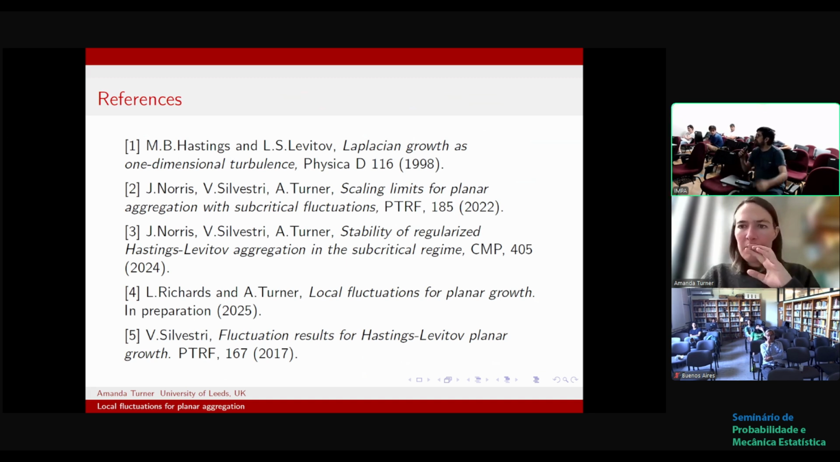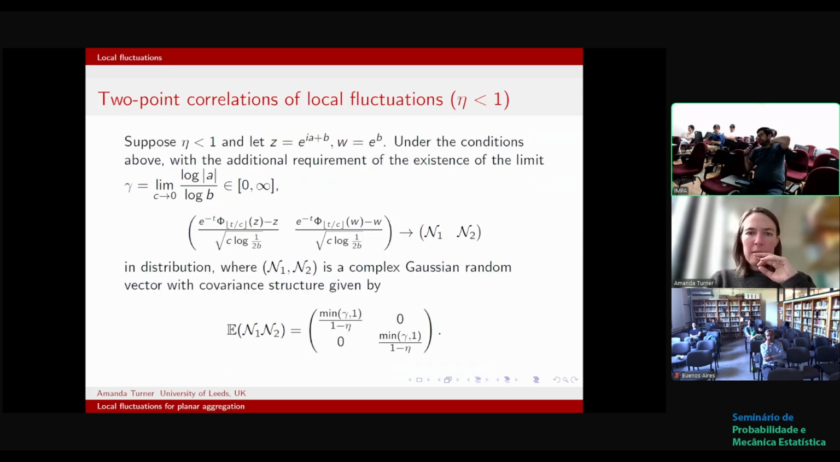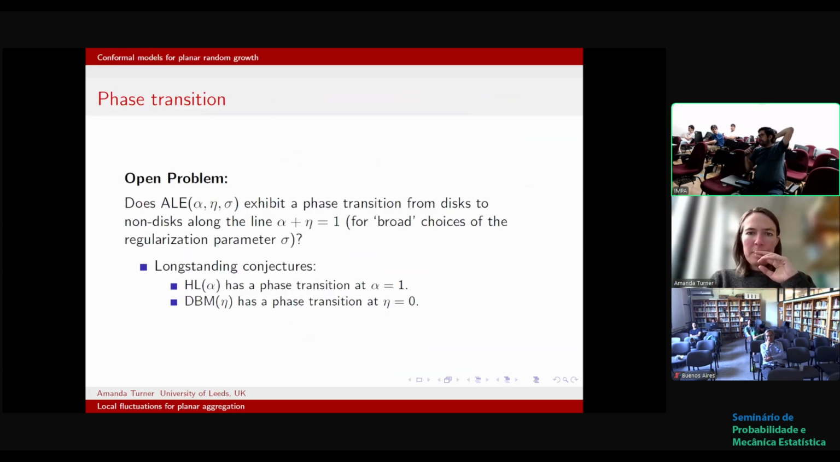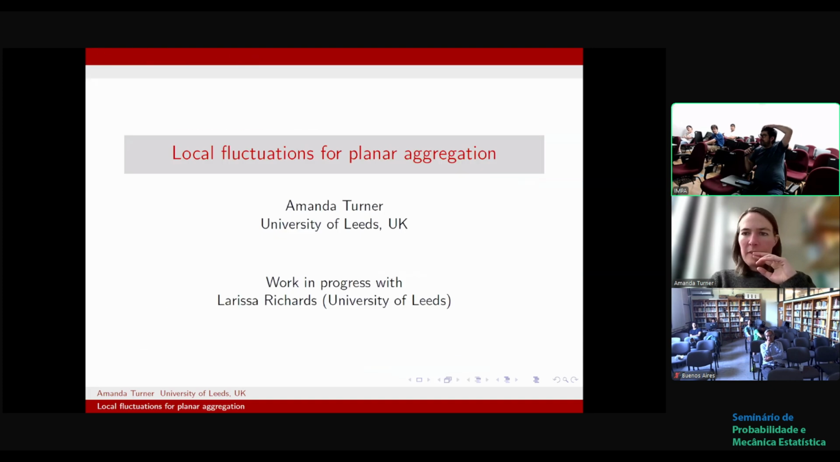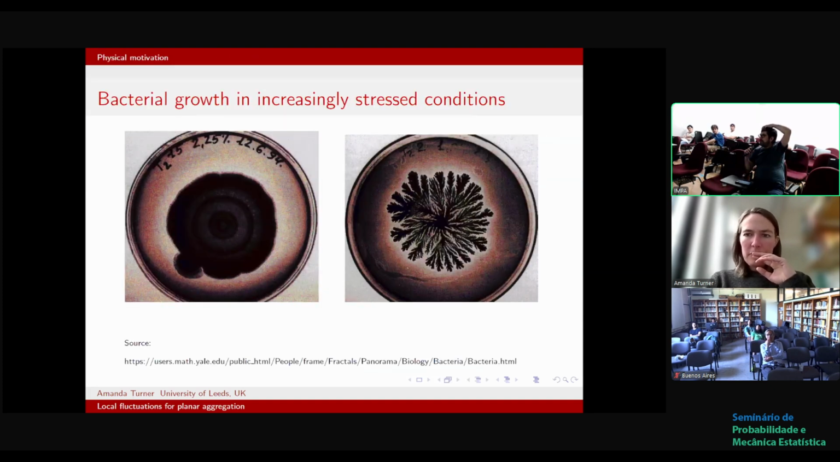So I have a question. At the beginning, you showed us some pictures. What I didn't understand is which regions of parameters on your phase diagram these different pictures more or less correspond to?